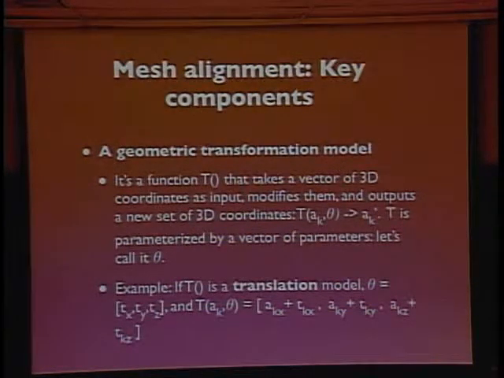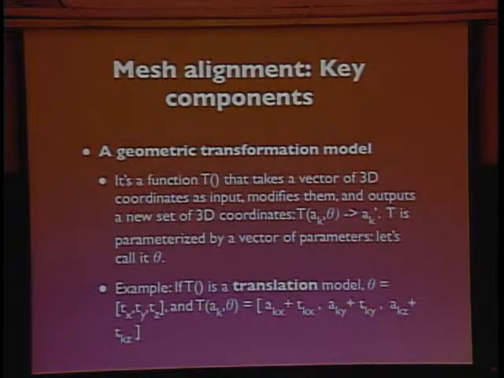So what I'd like to do, similar to the object detection problem, is give you a recipe or a set of design decisions that you, the user, need to consider if you are trying to put together a system for surface-to-surface alignment. So one of the design choices that you have to make is what kind of geometric transformation model are you going to use?